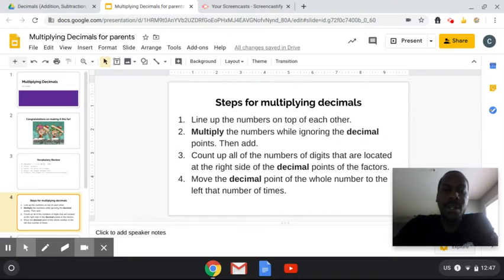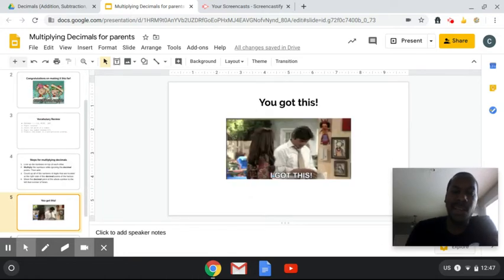Steps for multiplying decimals. First, line up the numbers on top of each other. Second, multiply the numbers while ignoring the decimal points. Then you add. Step three, count up all of the numbers of digits that are located at the right side of the decimal point of the factors. And then step four, move the decimal point of the whole number to the left of that number of times, right? So I know it seems like a lot, but if I got this, you got this too.